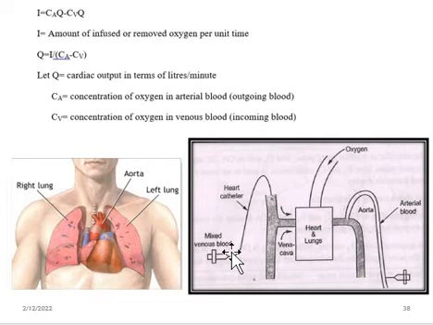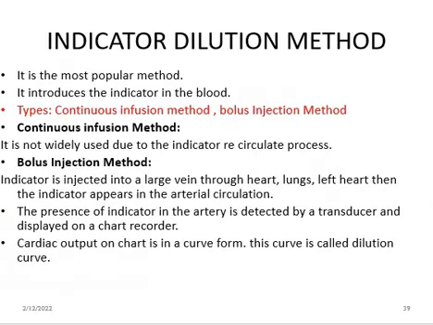In the next class we will look at the indicator methods. Let me give a brief introduction about the indicator method. The indicator method is the most popular method nowadays, because it can be done by piercing, piercing in the sense adding the indicator through a syringe. This is also a continuous method. In this there are continuous infusion and bolus injection. These two methods we will see in detail in the upcoming classes.